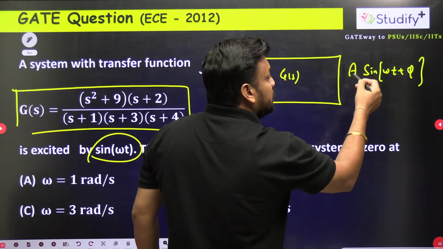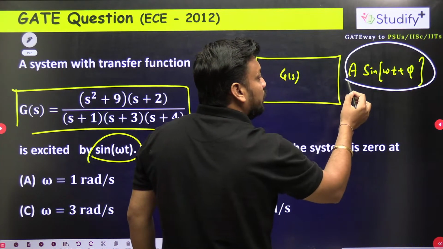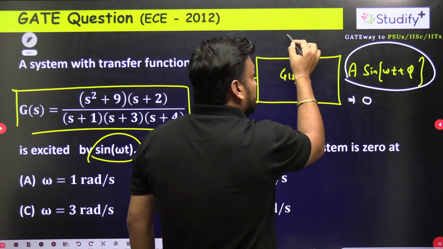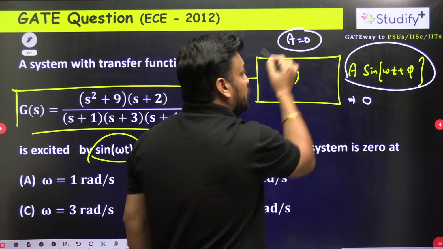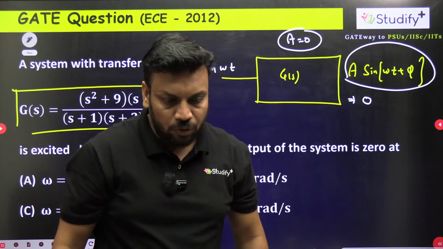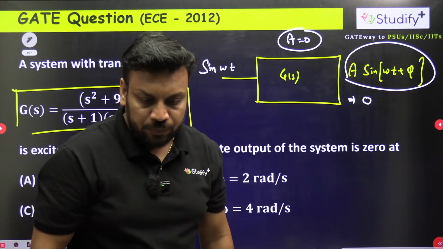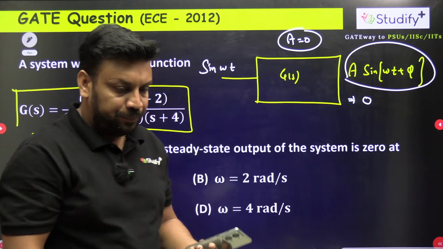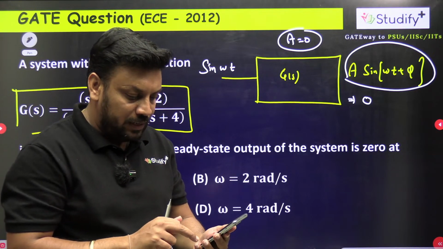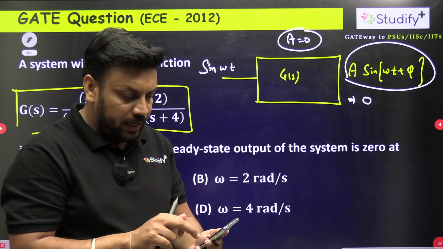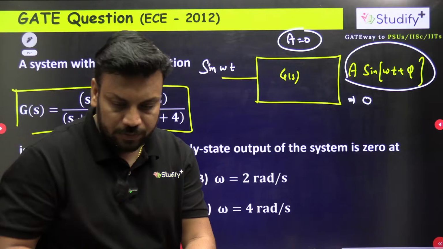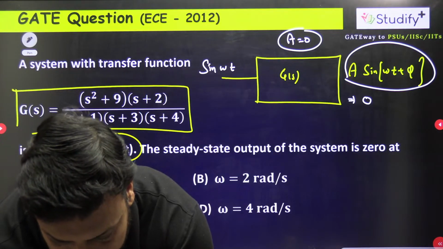How can this output value be 0, guys? The output should only be 0 if capital A is 0. If the value of capital A is somehow 0, then it will make 0 into the sine term, 0 only. Yes or no? 0 into something is 0. Is it clear? And what is A? Sir, A is nothing but the magnitude of the transfer function at omega. The input omega is nothing but omega here.